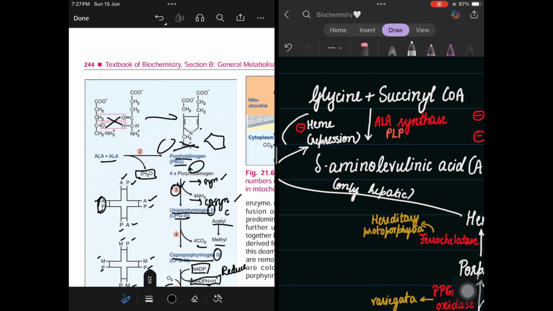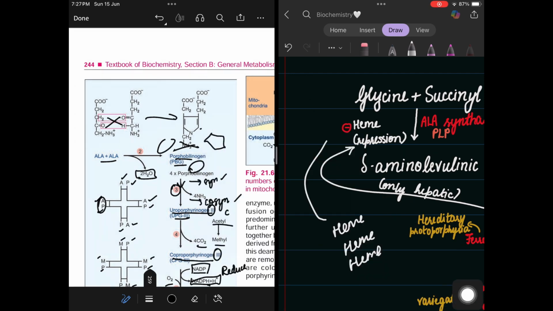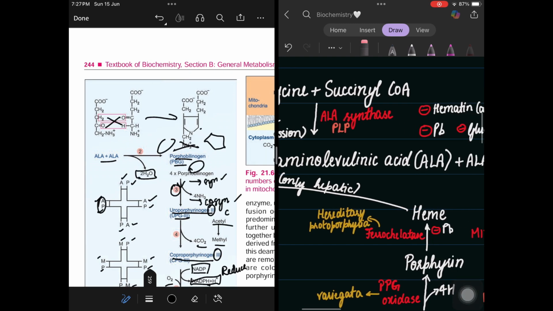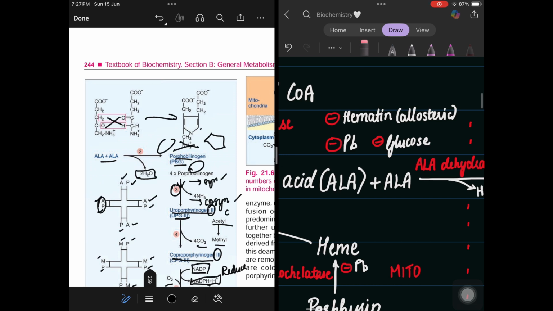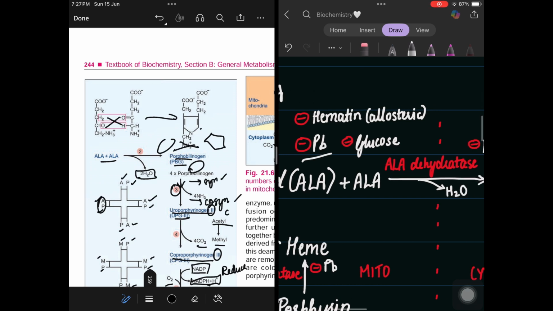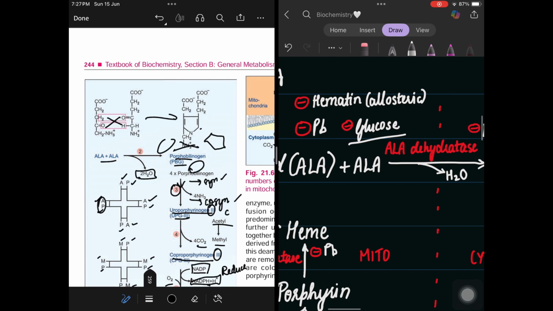Heme is repressing. What is repression? It's basically a type of enzyme inhibition at the gene level, right? Which means, let's say you have so much heme everywhere. All these hemes will go and inhibit ALA synthase. So they'll be like, stop making more heme. We already have enough. What else is inhibited? Lead inhibits ALA synthase. Hematin inhibits ALA synthase by allosteric regulation. I'll make a different video on allosteric regulation. And glucose also inhibits this.